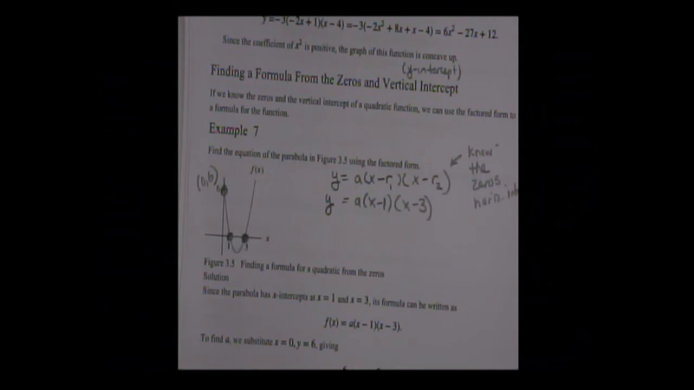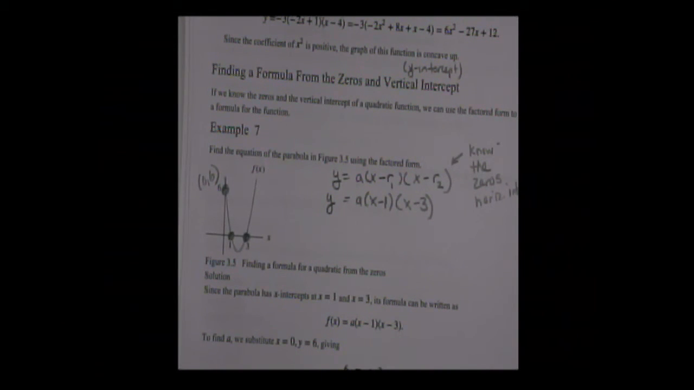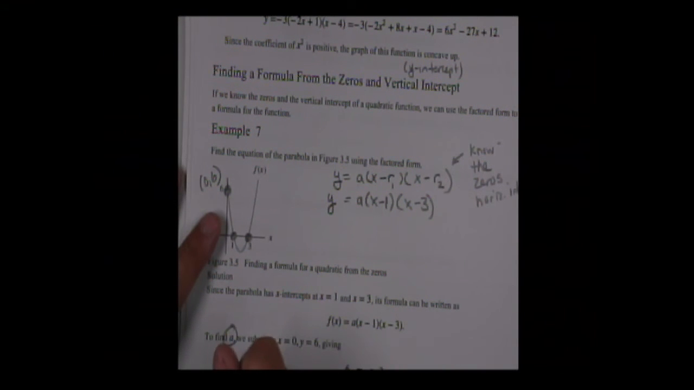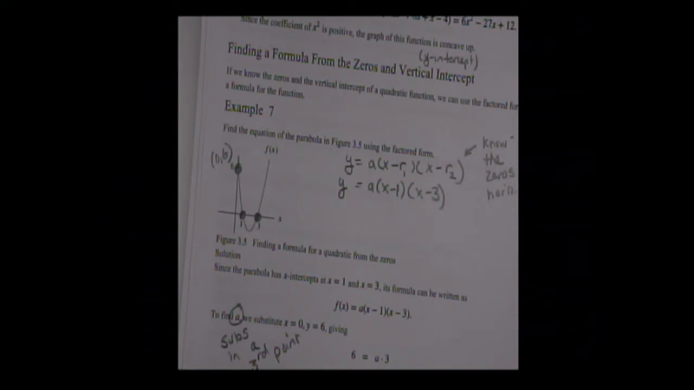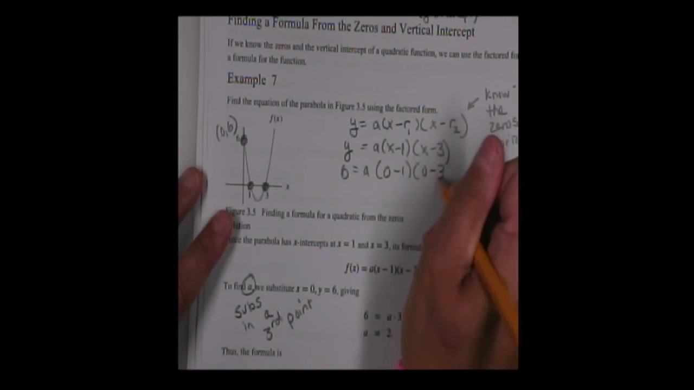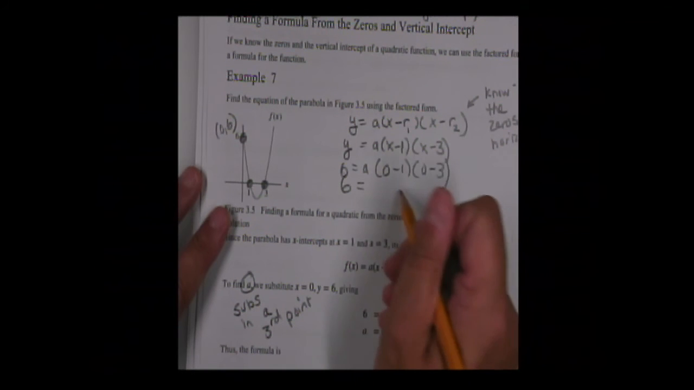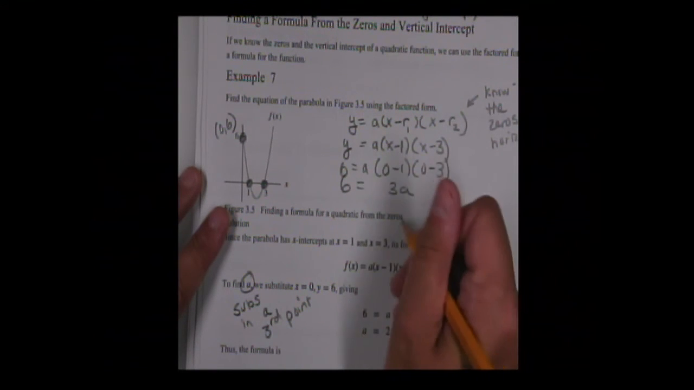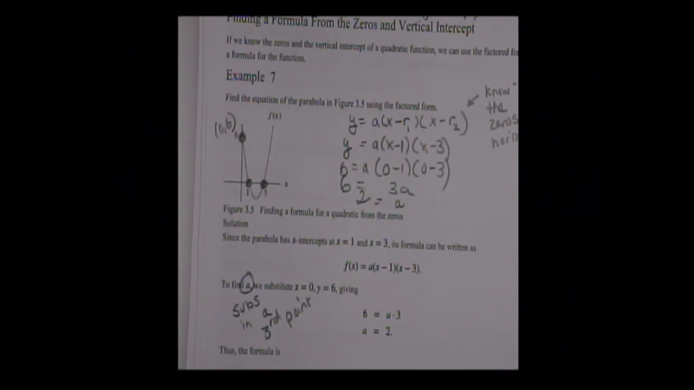So at this point, all I need is the a. And so notice if you look in the book, it'll say to find the a, we just substitute in the point (0, 6). So to find the a, we always just substitute in a third point. Doesn't have to be the vertical intercept, but we're always going to substitute in a third point. So in this case, we put that in for x and y, and we get 6 is equal to 3a, and they did the math out as well. So I'm just recreating what they have in the book.